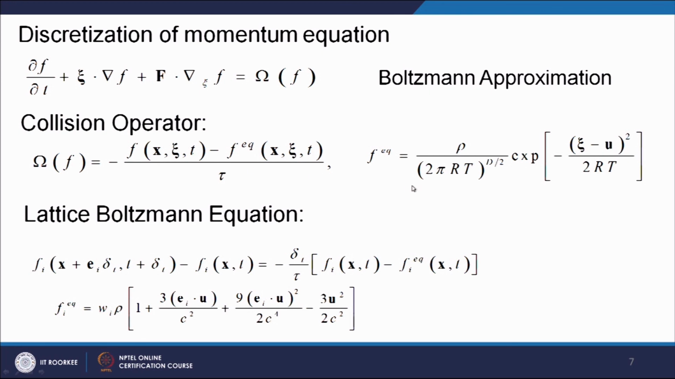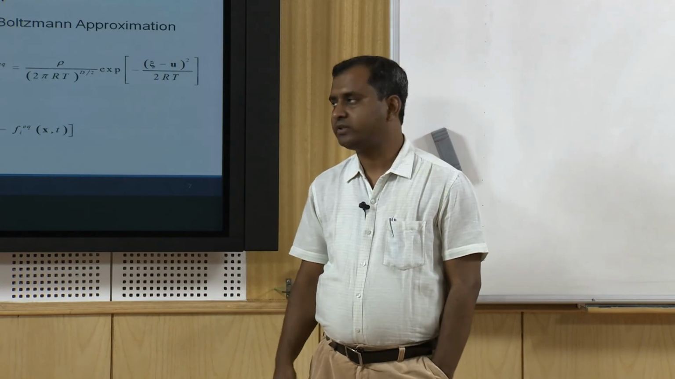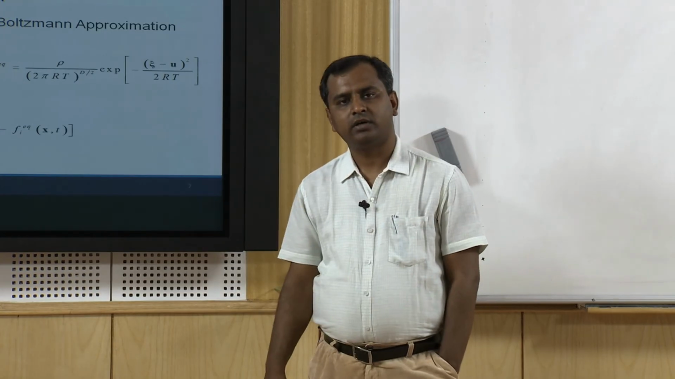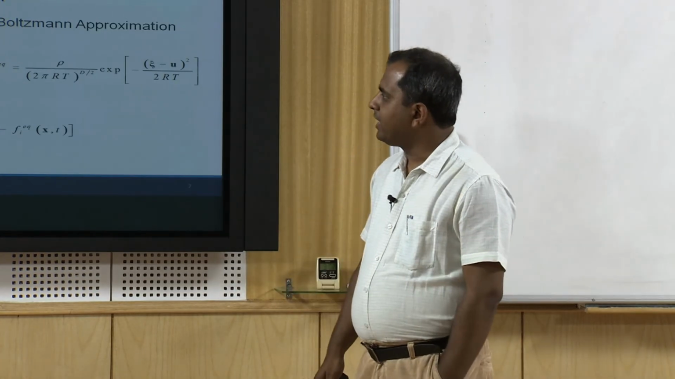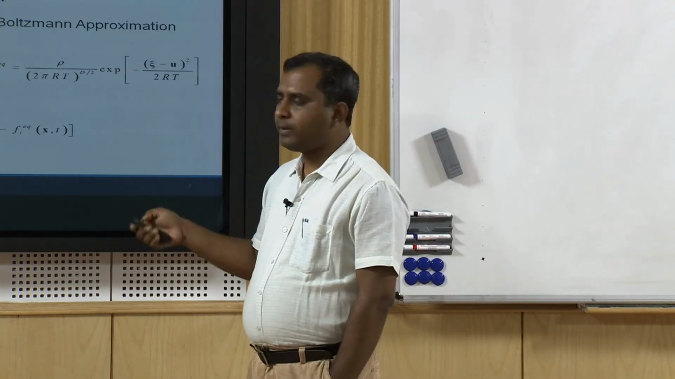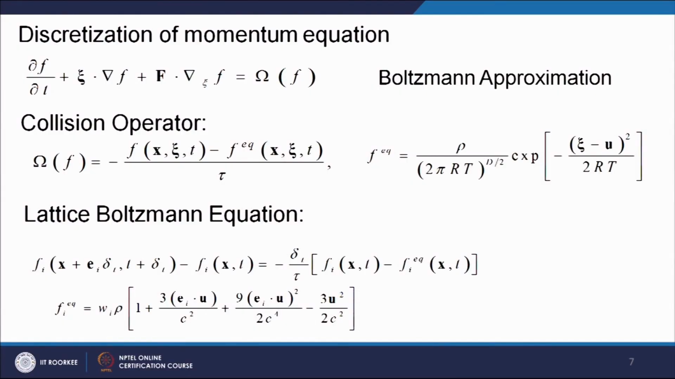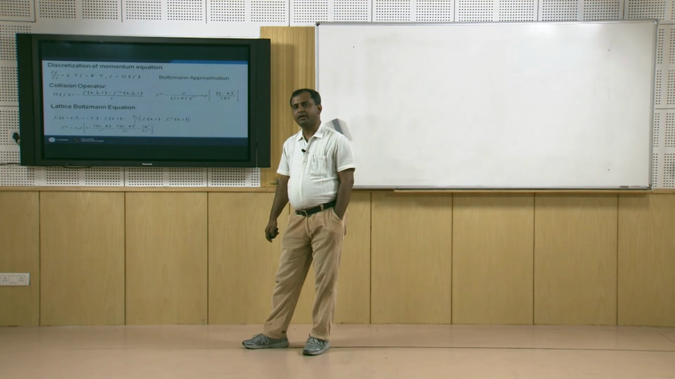Now, here I have shown how to find out the equilibrium distribution function. You see, the equilibrium distribution function is dependent on the time, on the temperature, as well as on the velocity and density. So, once you know the macroscopic property of the problem, you can easily find out the equilibrium value of the distribution function. Okay. And this tau is actually dependent on the fluid property. For example, for the momentum equation, this tau will be dependent on the viscosity. For the energy equation, tau will be dependent on your thermal conductivity, and so on.